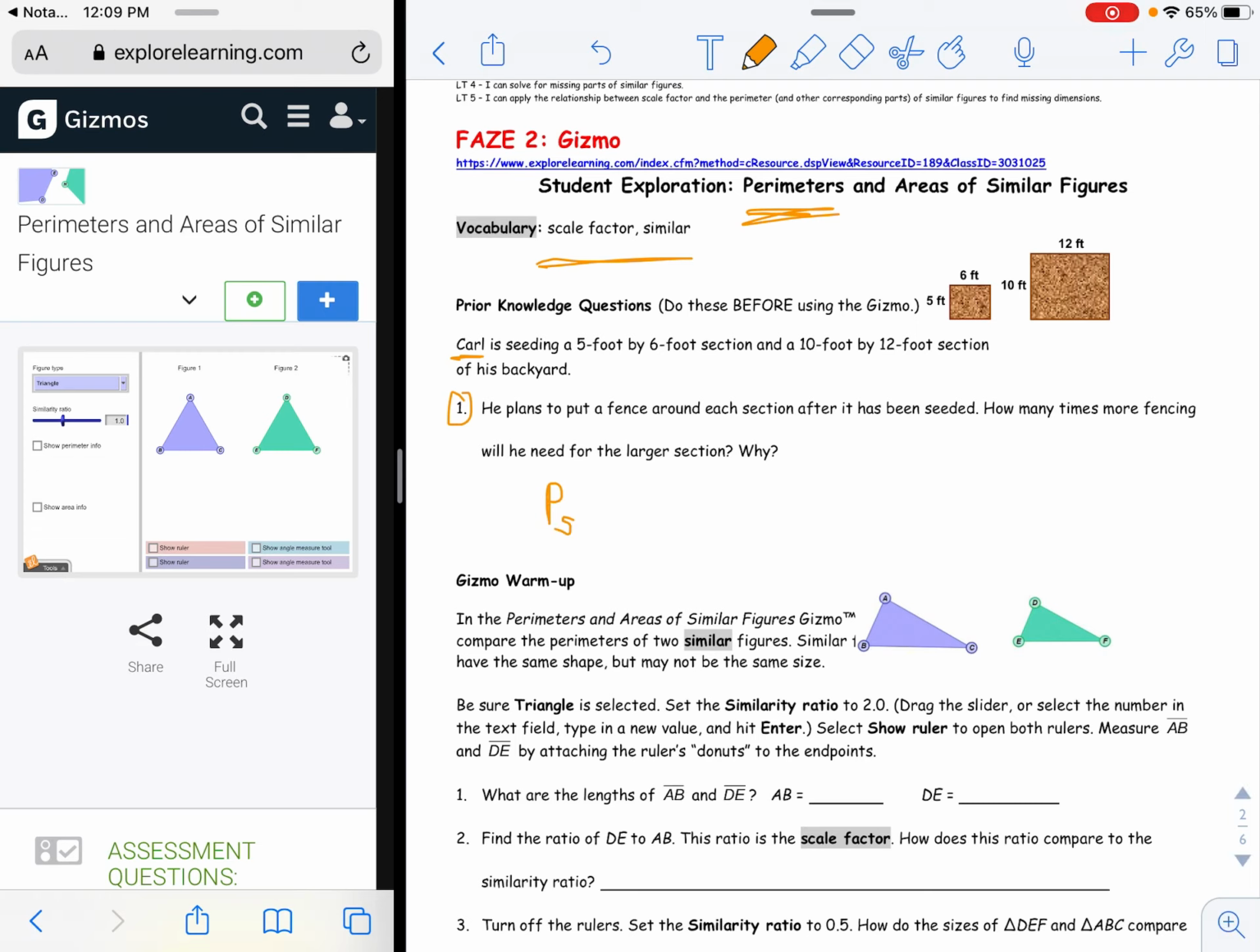Alright, so let's find the perimeter of the smaller one. Well, you're just going to add up all the sides. It's 5 by 6, so it's going to be 5 plus 5 plus 6 plus 6. And then let's do the perimeter of the larger one. Perimeter of the larger one is going to be 10 plus 10 plus 12 plus 12 equals 44.